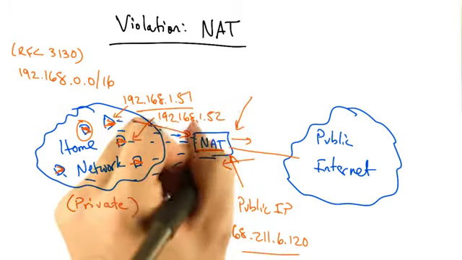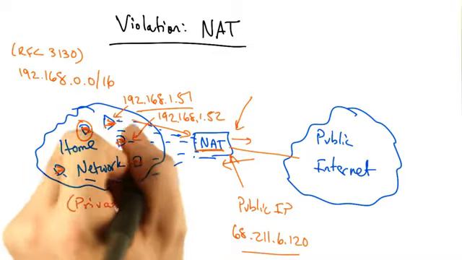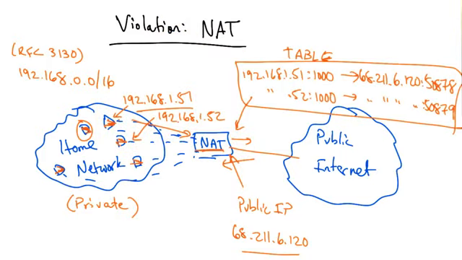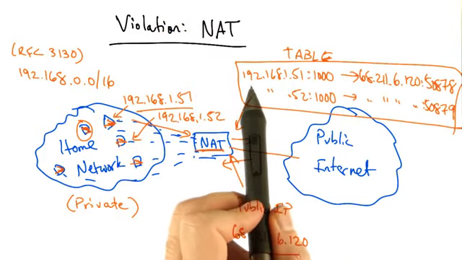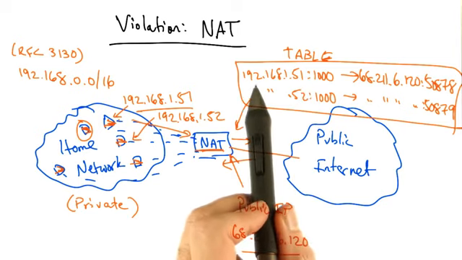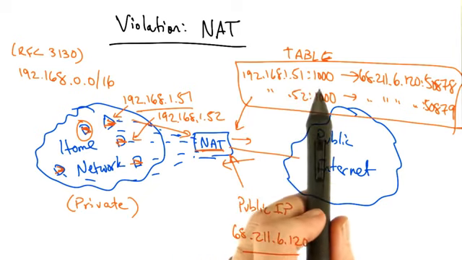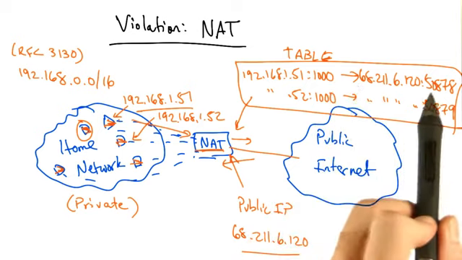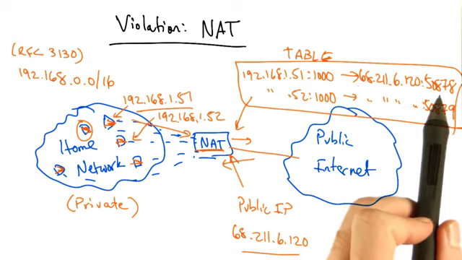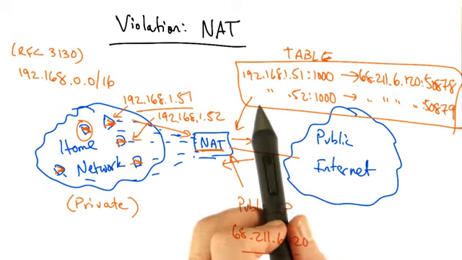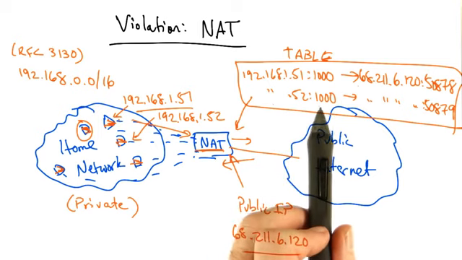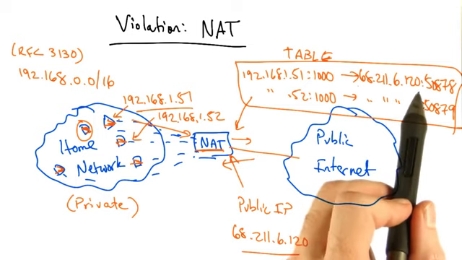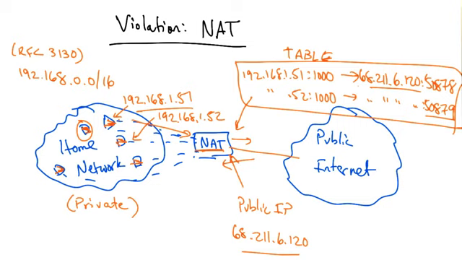So it uses a mapping of port numbers to identify which device the return traffic should be sent to in the home network. So the NAT, or the network address translator, maintains a table that says packets with the source IP address of 192.168.1.51 and source port 1000 should be rewritten to a source address of the public IP address and a source port of 50878. Similarly, packets with a source IP address of 192.168.1.52 and source port of 1000 should be rewritten to the public IP address and a source port of 50879.